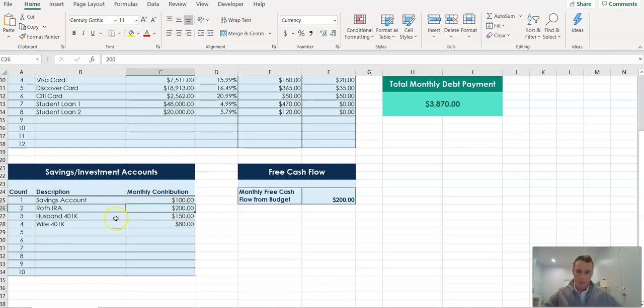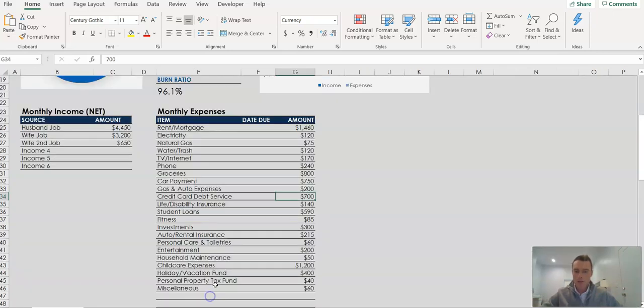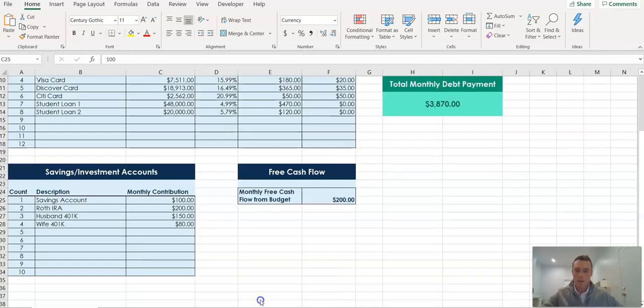And then before I get into the 401ks here, I will mention, as with the debts, this should coincide with your budget. So I've got a total of $300 per month here that they're contributing to savings and assets, investments every month. If I go back to my budget for this family, under investments, you can see I've got $300, and that is what that $300 is in reference to. $100 to savings, $200 to the Roth IRA. So again, this should coincide with your budget.